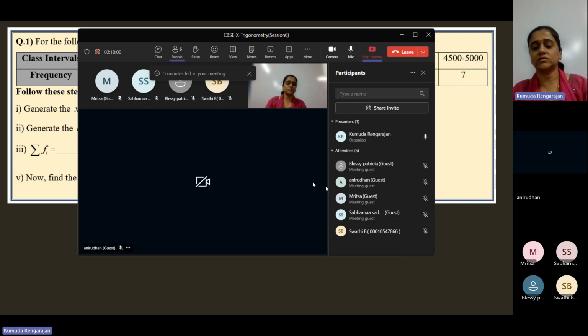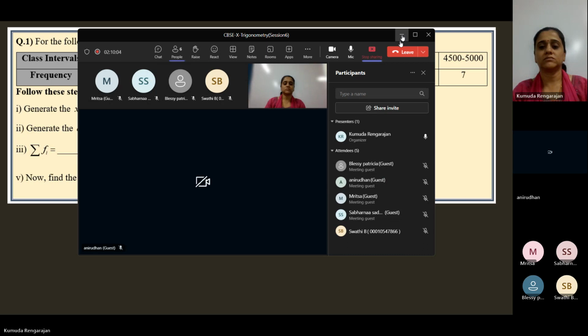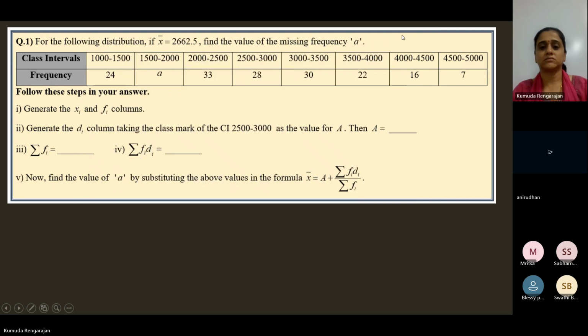Finished, online students? Got the value of A? Okay. So you need to first generate the xi column as per the instruction here. What are the values in the xi column?